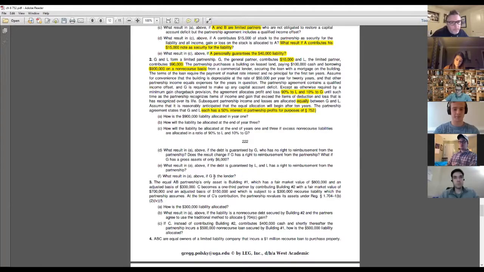If G is a non-recourse lender, then there are rules that say when the partner is a non-recourse lender, you get the debt, because you're bearing it in your capacity as a lender. You would get the debt, and you would also get those non-recourse deductions. Again, don't worry at all about D, E, and F. Let's focus on A, B, and C.